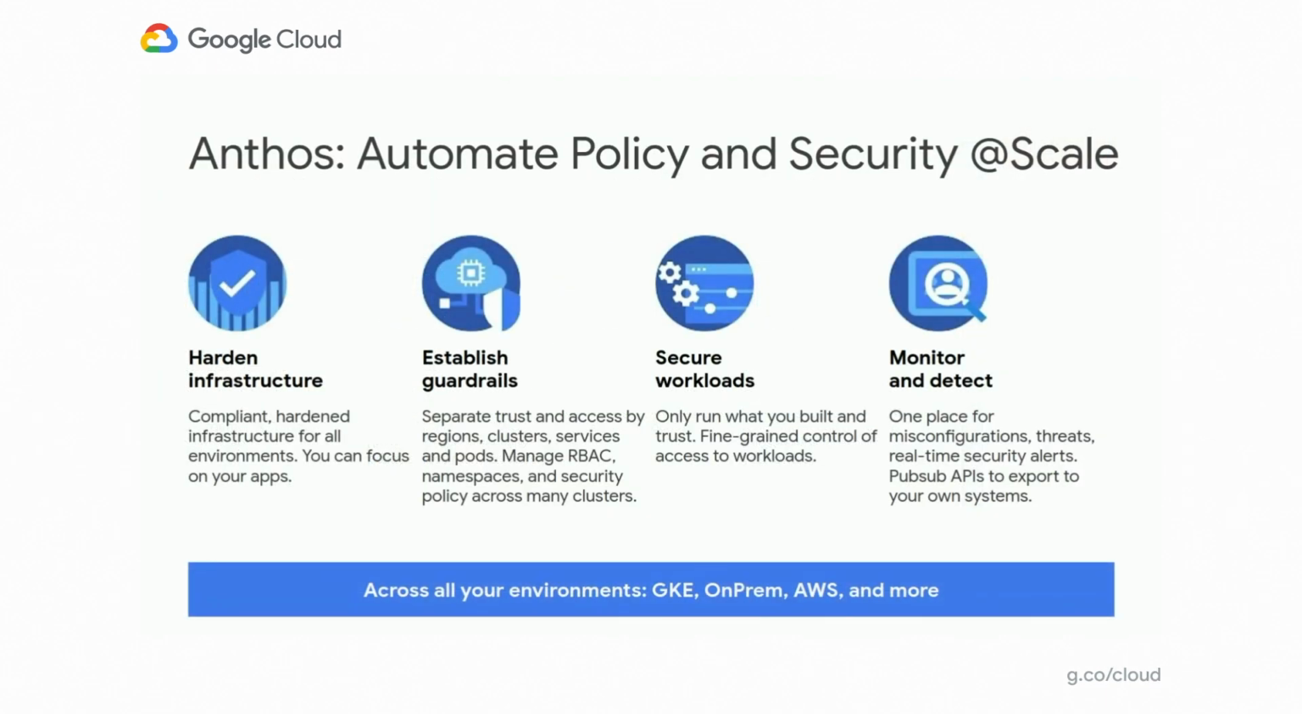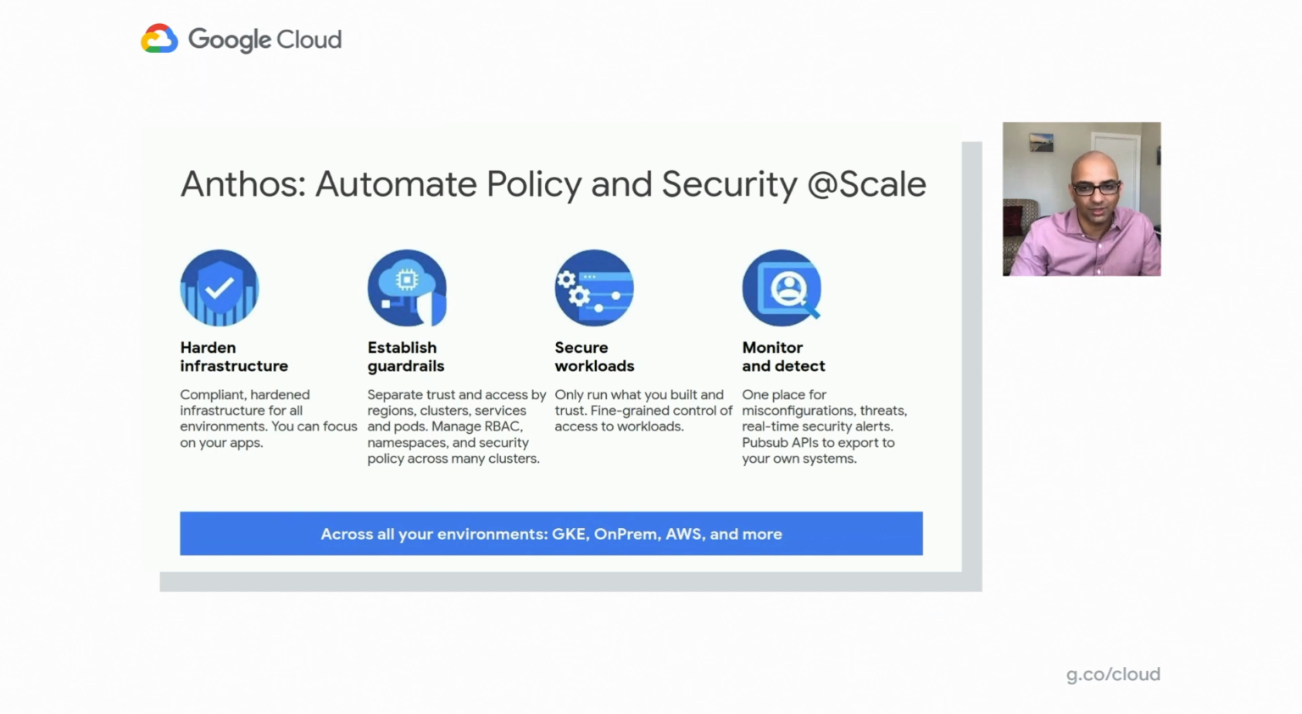And to recap what we have just covered, there are four steps to securing your modern applications using Anthos. You harden your infrastructure. You then establish guardrails. Once you have a secured landing zone, you can now secure your workloads by securing your deployment pipelines and isolating your workloads in your production environment. And finally, you enable monitoring and detection to ensure that you have the right posture and that you are alerted on incidents. And you can enable this four-step workflow across all your environments, whether it's GCP or on-premise, on AWS, and others in the future.